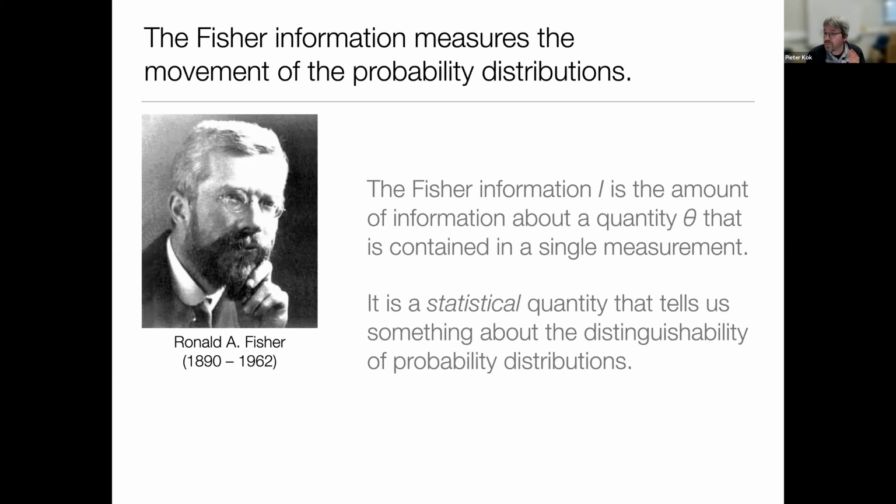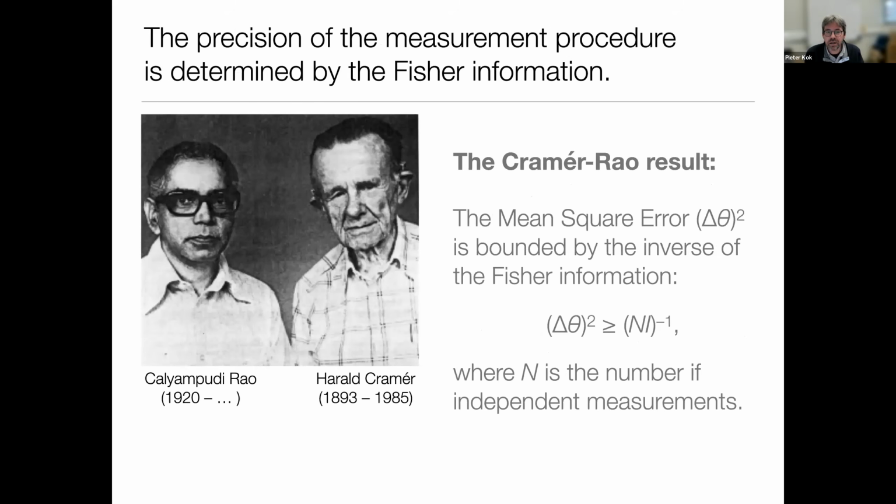And then from this information measure, we would like to get a precision measure. And so we need to link this to, let's say, the variance or the mean square error. And this was done by 2 gentlemen, Rao and Cramér. And so the result, which is now called the Cramér-Rao bound, is that the mean square error in our quantity theta is bounded by the inverse of the Fisher information, which means that the larger the amount of information in your measurements, the smaller your error. So it does exactly what you would intuitively expect.